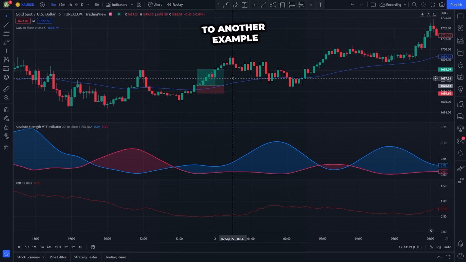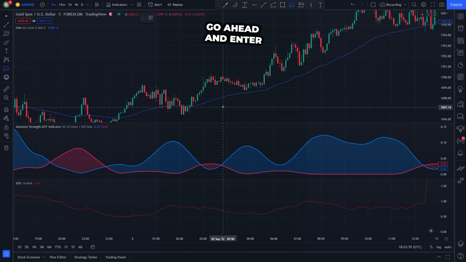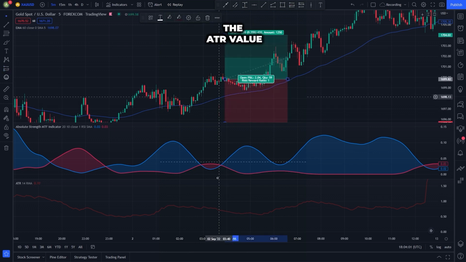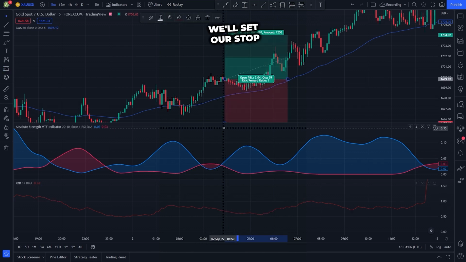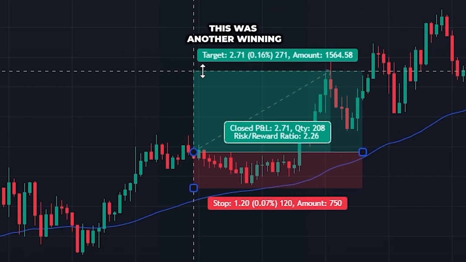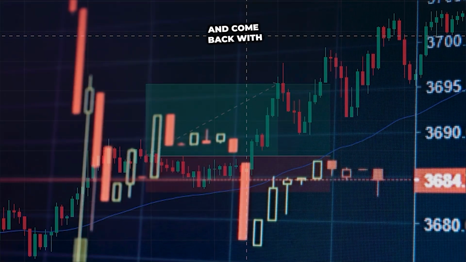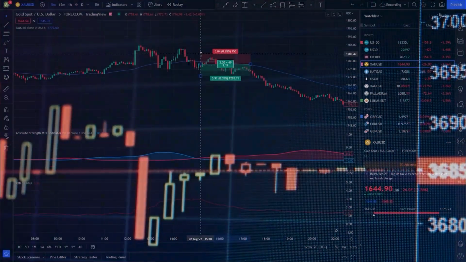Let's move on to another example. This will be our last example before we move on to the backtesting. Right here, our indicator gave us a signal to go long, so let's go ahead and enter a long position. The ATR value is around 0.7, so we'll set our stop loss at 1.2 and our take profit at 2.4. This was another winning trade. Right now I'll go ahead and backtest it 100 times and come back with the results.